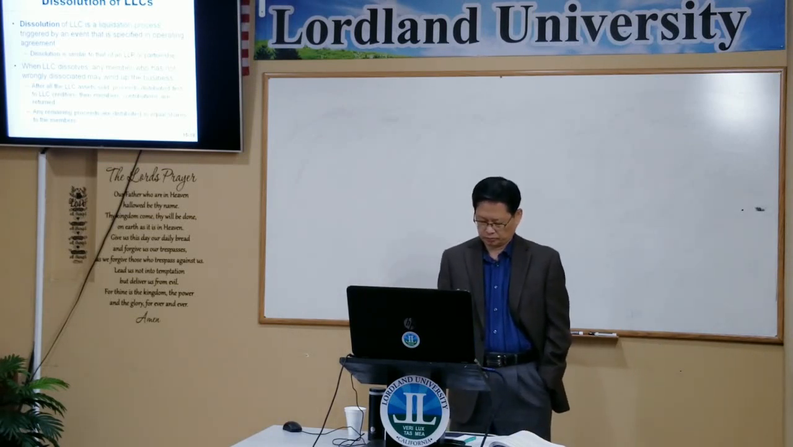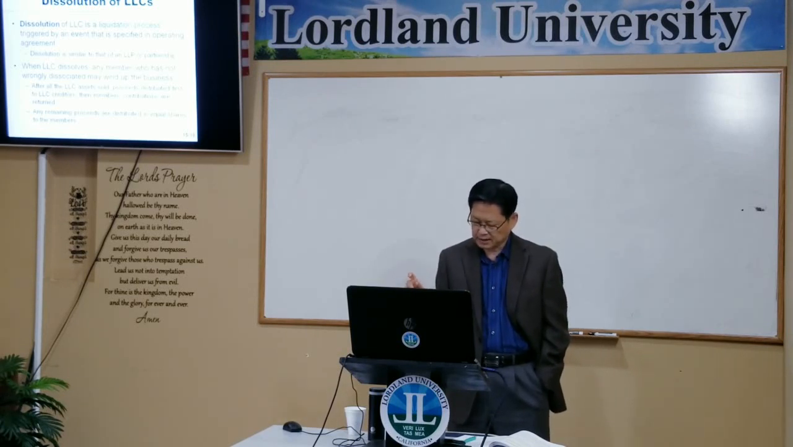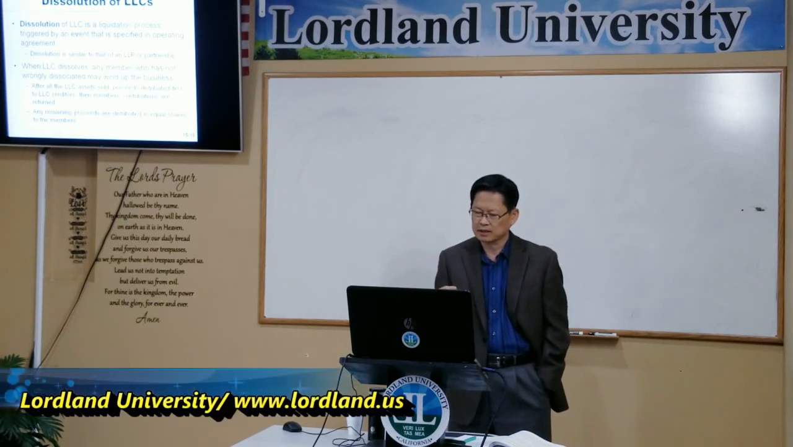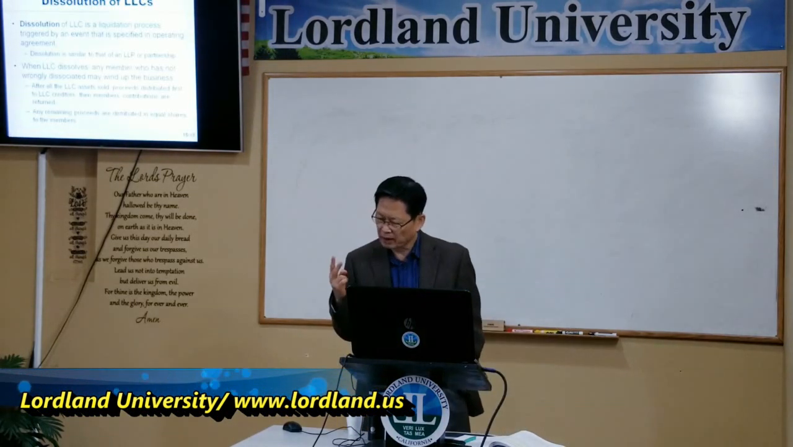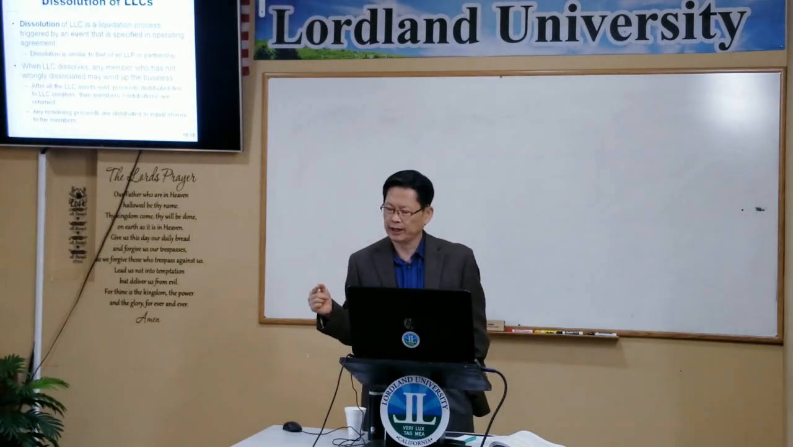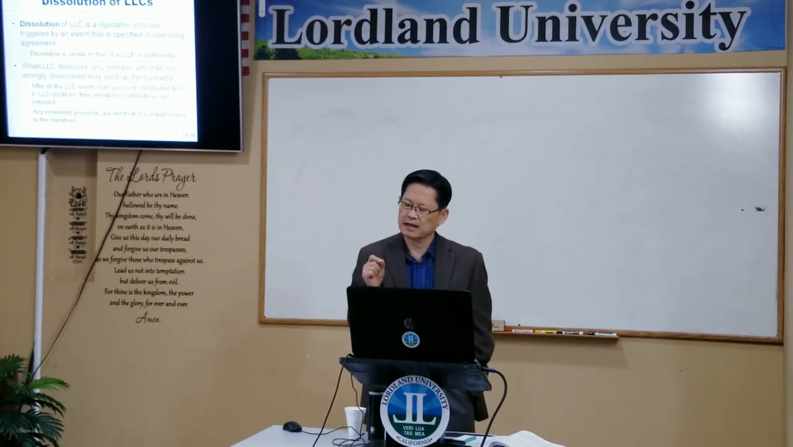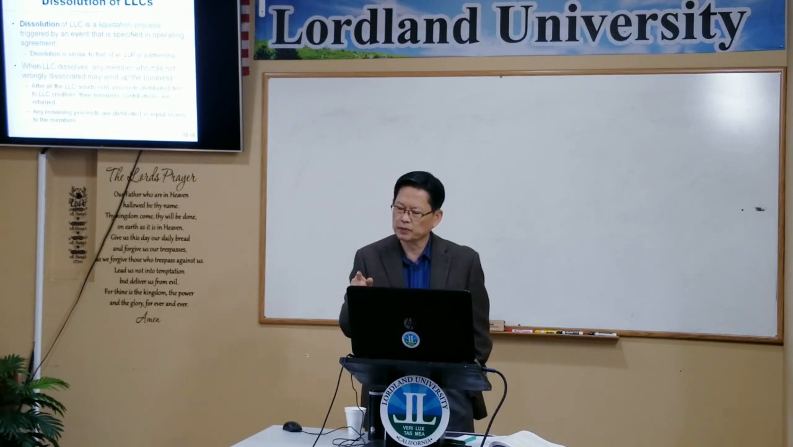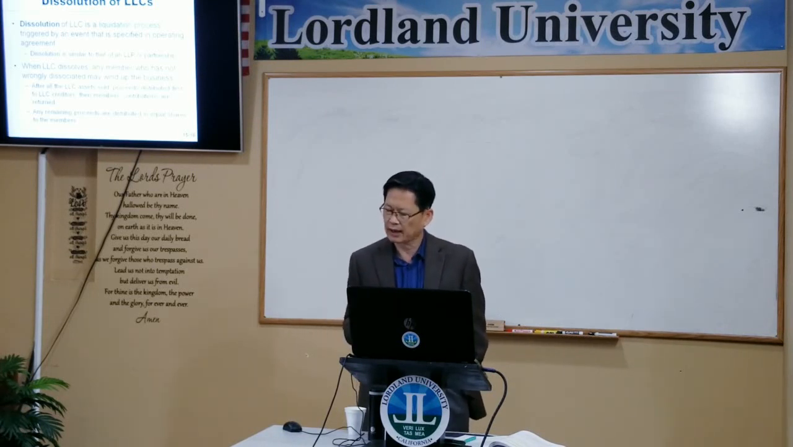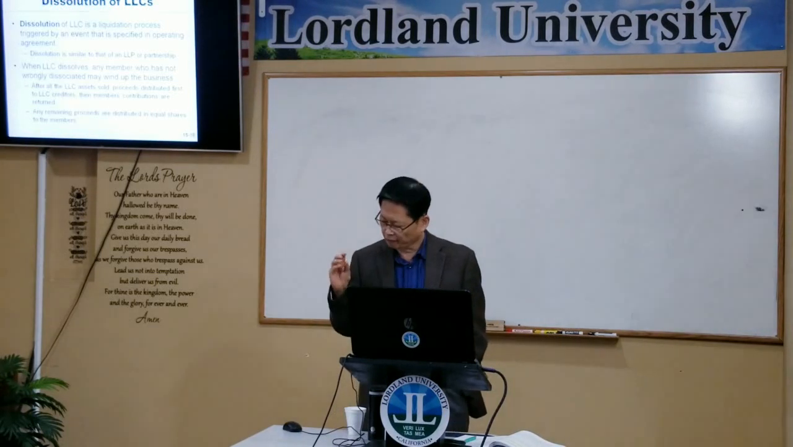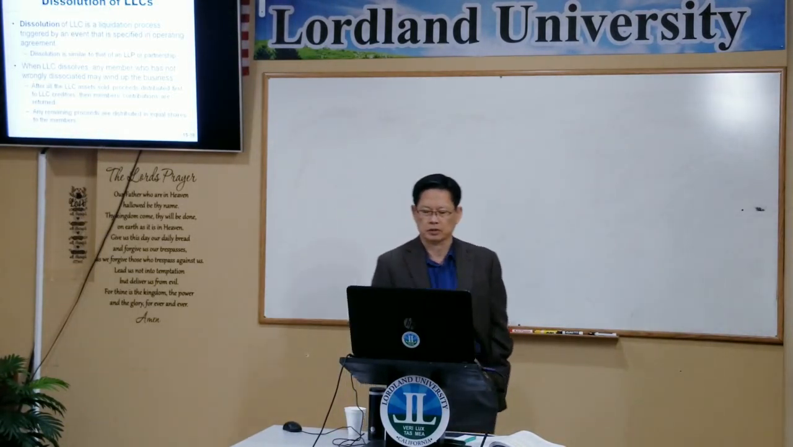For example, after paying the money to the bank, assume the remaining proceeds are $100. This $100 must be distributed to the members. Two members' shares are 60-40. Then $60 of the remaining proceeds must be distributed to the 60% ownership interest member, and $40 must be distributed to the 40% ownership interest member. Okay?